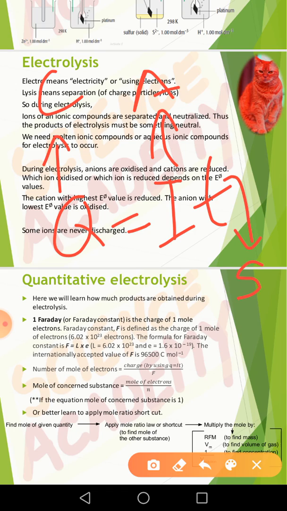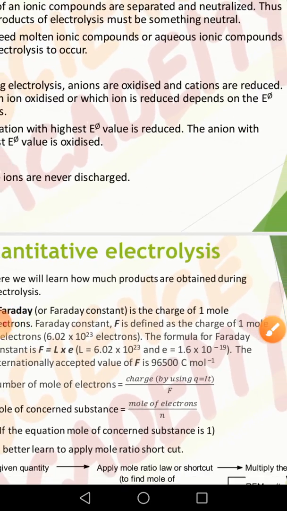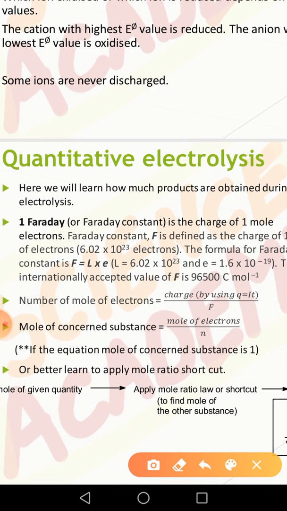Okay, and after finding the charge, find the number of moles of electrons using this equation: number of moles of electrons is equal to charge divided by F, where F is the Faraday constant. We will discuss the Faraday constant just after this content. F has the value of 96500 coulomb per mole. So we can find the number of moles of electrons by dividing the charge by the Faraday constant F, which is 96500.